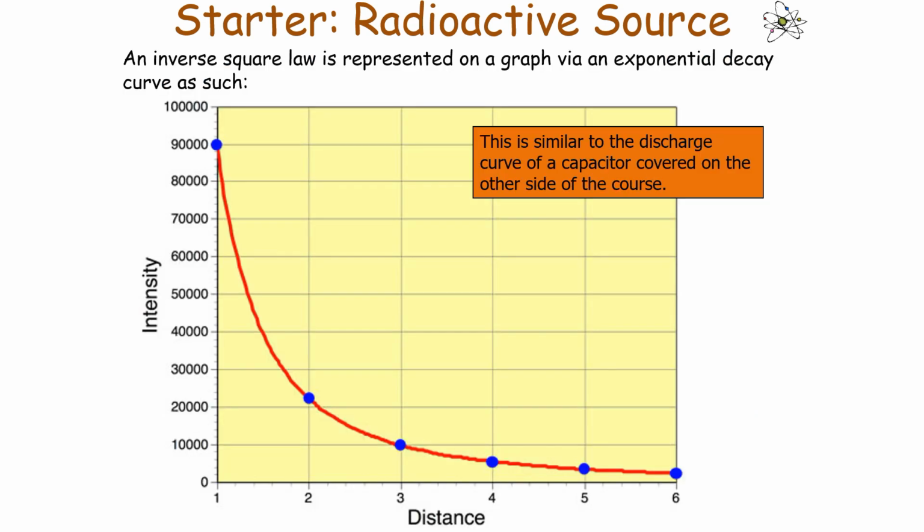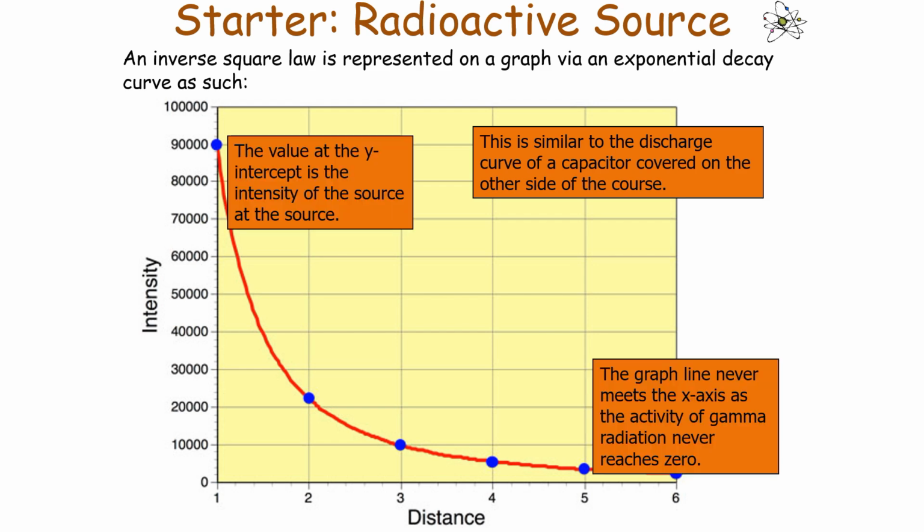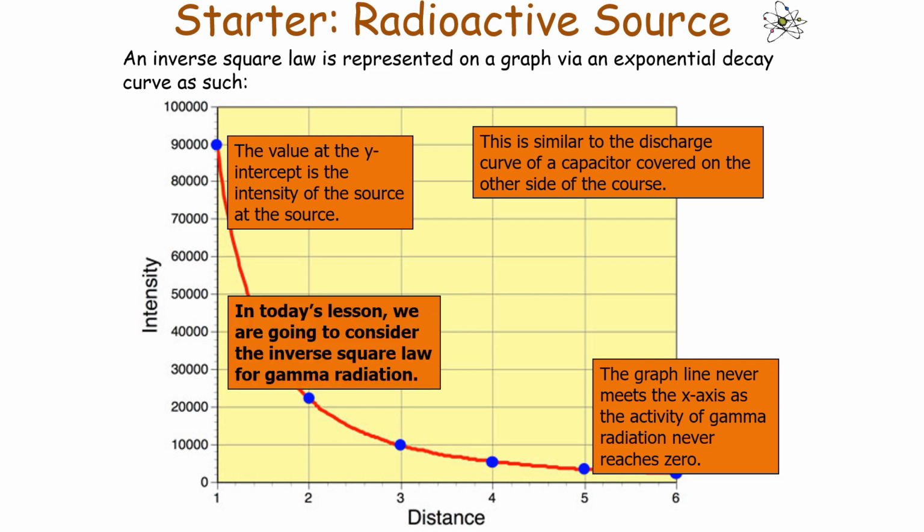So as such, an inverse square law relationship is represented on a graph via an exponential decay curve such as the following. Now this is actually similar to the discharge curve of a capacitor covered on another topic in this course. Now the value on the y-intercept is the intensity of the source, and the graph line never meets the x-axis as the activity of gamma radiation never reaches zero. So in today's lesson we're going to consider this inverse square law of gamma radiation.